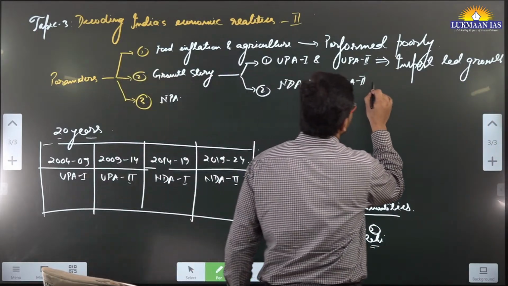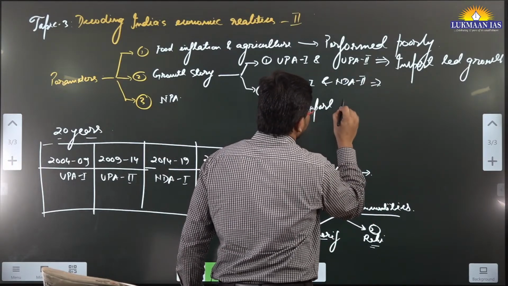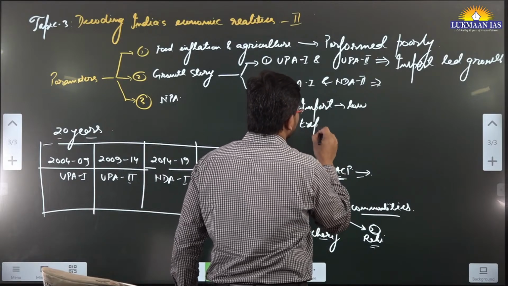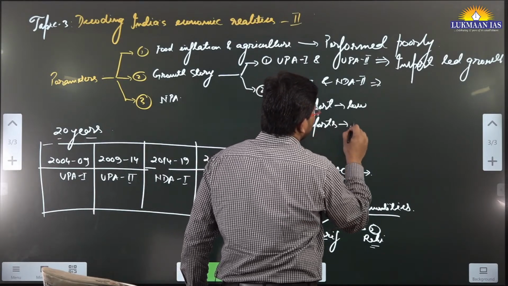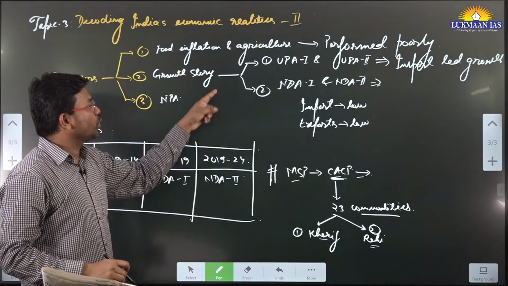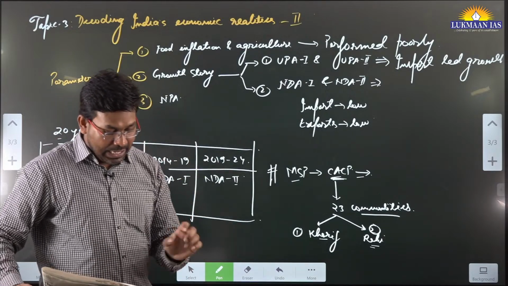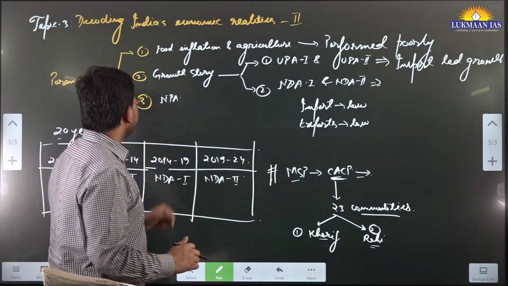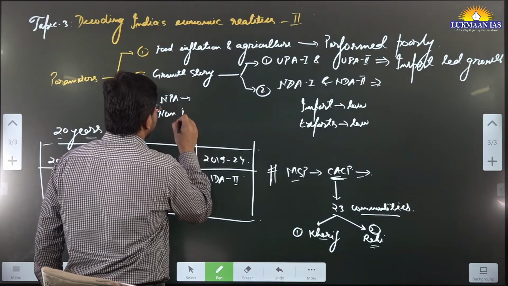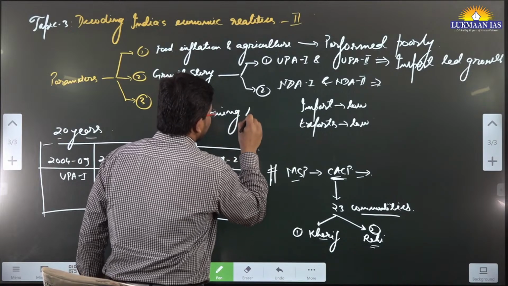During the NDA tenure, what has happened? Imports have been low as well as exports. So during this tenure, import was low and export was also low. This is the growth story that they have discussed. However, if I talk about NPA, NPA stands for non-performing assets.